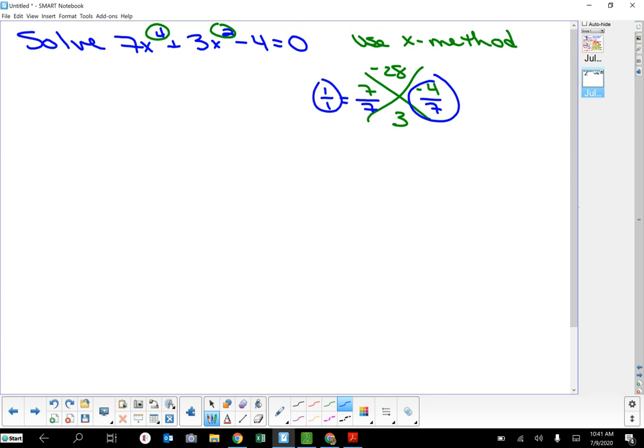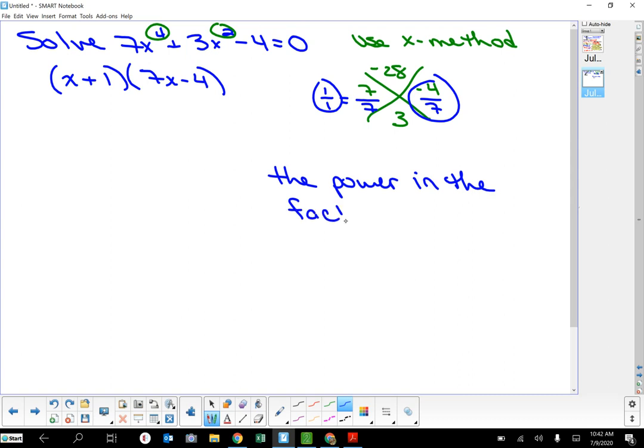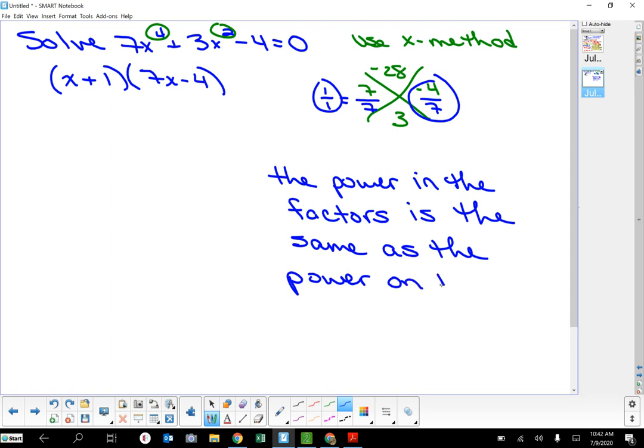So this will factor normally into x plus 1 and 7x minus 4, except if you were to actually FOIL this, you get x times x is x squared, and you need an x to the 4th. So all you have to do when you do these is make sure the power in the factors is the same as the power on the b term.